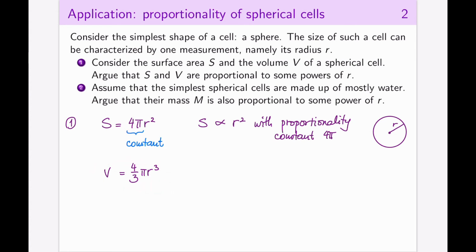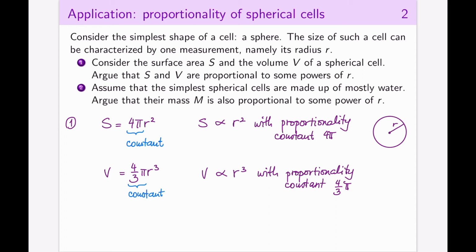Similarly for the volume, 4/3 is of course a constant and pi once again is a constant. So 4/3 pi altogether is in fact a constant value, which means that this is some kind of constant, let's say again, call it k. And we can see that now the volume is proportional to r cubed. Let's record that: volume is proportional to r cubed. And again, in this case, we actually know that the proportionality constant is what is given to us, namely 4/3 pi. Excellent.